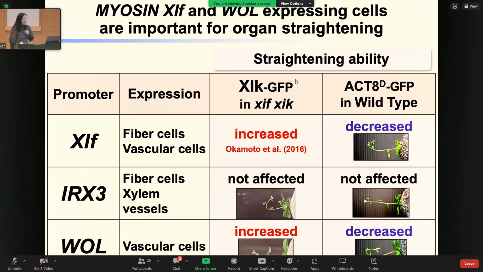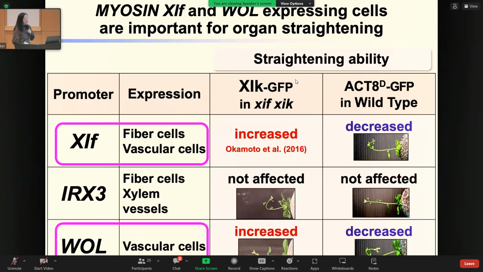Here, we summarize the results of cell type specific expression of myosin and ACT8D and their effect on straightening ability. These results suggest that cells expressing myosin 11F and WL play an important role in exerting straightening ability.